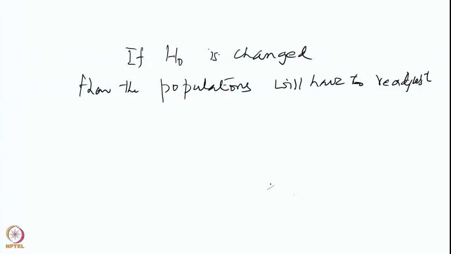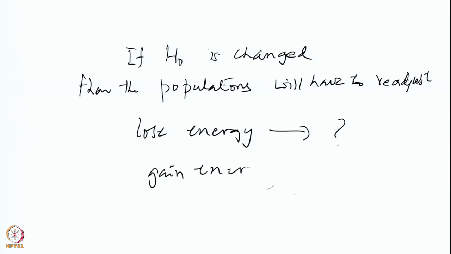What brings about these transitions? And if a particular spin has to lose energy, where does the energy go? If a spin has to gain energy, where does it come from? So this is the question: what is the source?